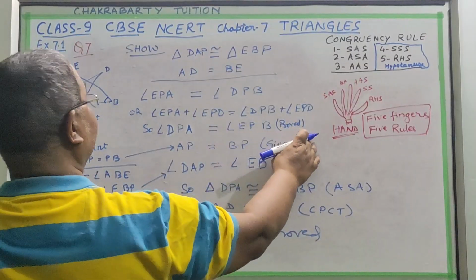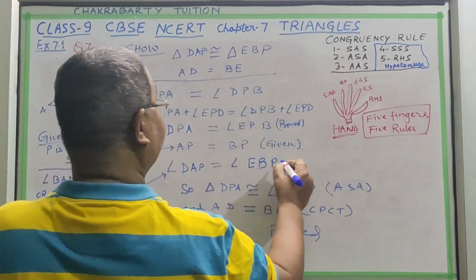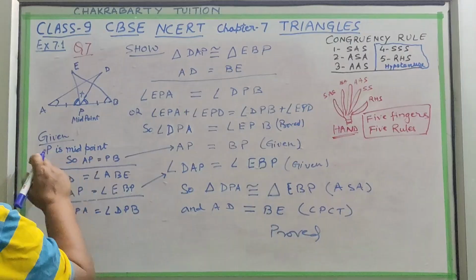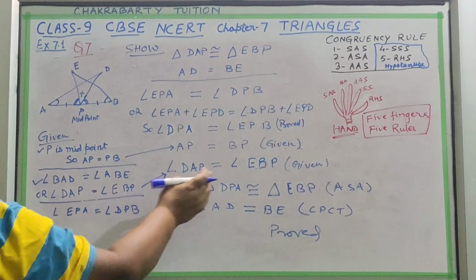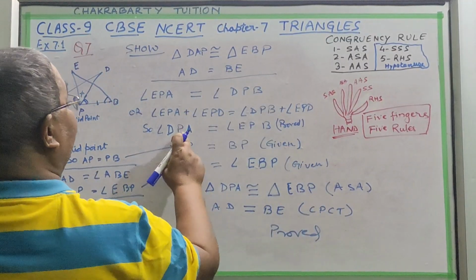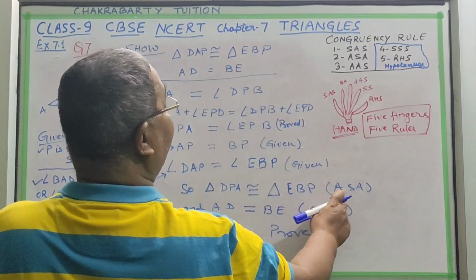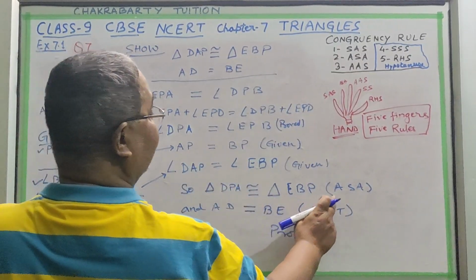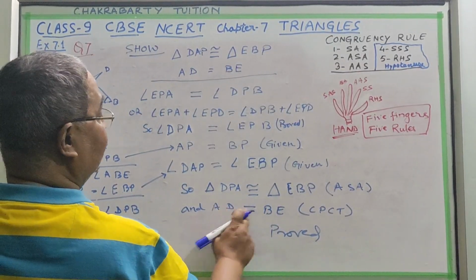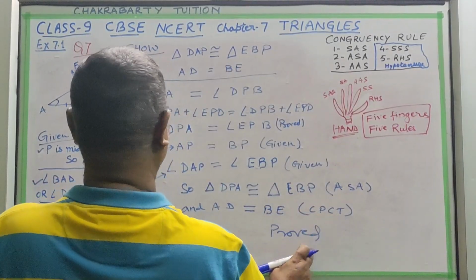So one thing is proved. AP equals PB is given. This angle is also given. We have concluded these things by the given points, and we can write that this is equal. That's why triangle DPA will be congruent to triangle EPB, by angle, side, angle. So if it is congruent, this line DA or AD will be equal to line BE or EB. So it is CPCT, and it is proved.